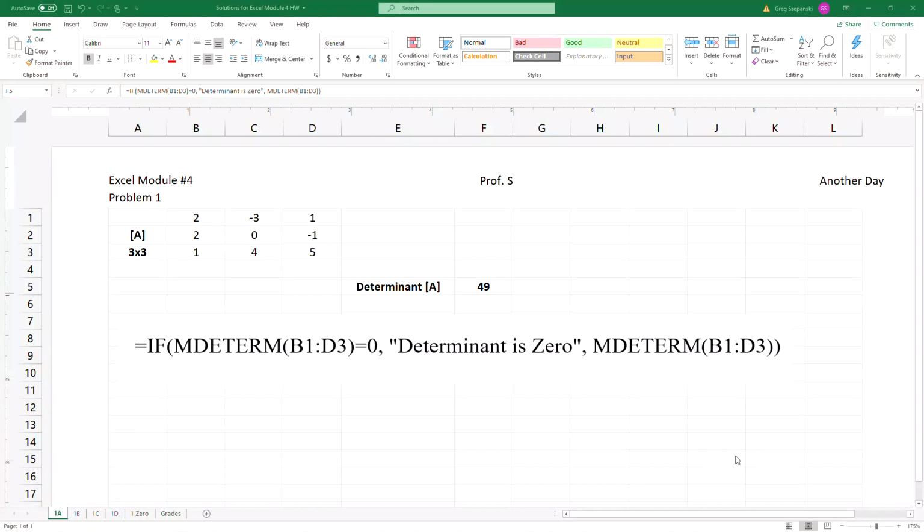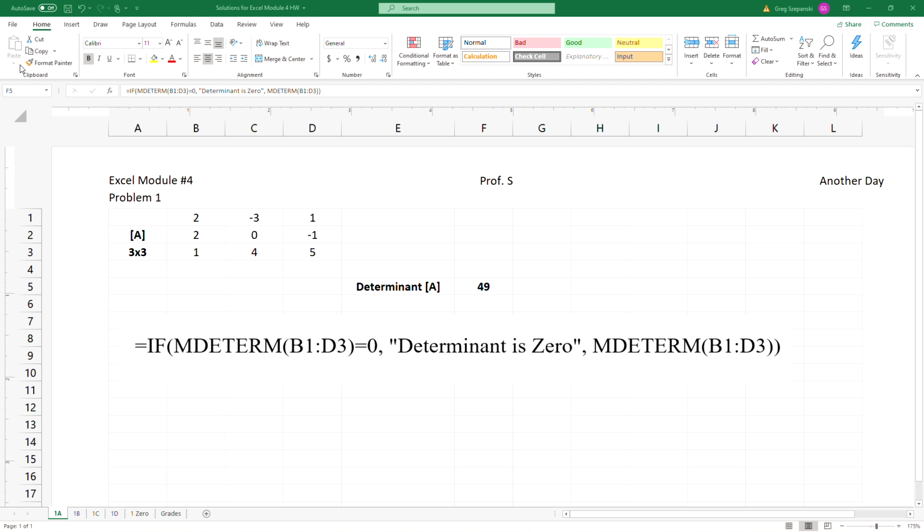Well, so let's take a look at problem number 1 from Excel module number 4. Problem 1 gave you 5 different matrices, and it asked you to do an if test on the determinant of the matrix. If the if test produced a 0, you were supposed to put in the message "determinant is 0." If it wasn't 0, then you were supposed to calculate the determinant.